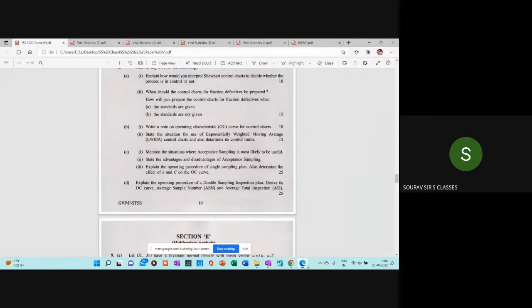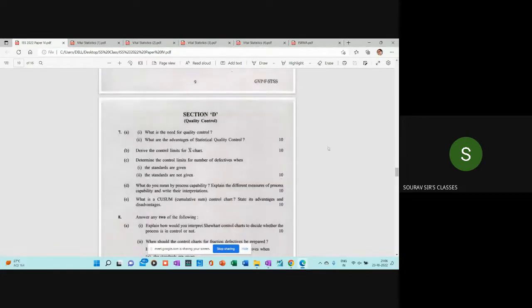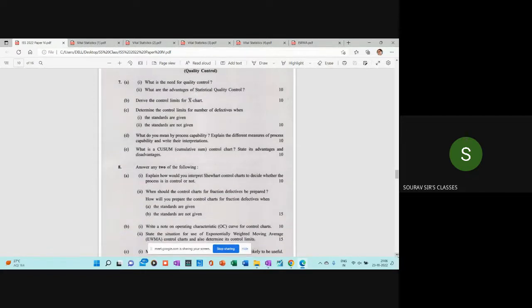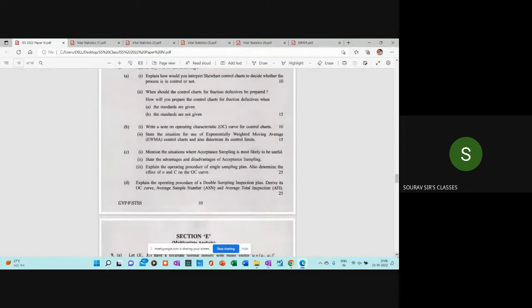So today we are going to continue with the last portion of the ISS paper 4. We were actually doing section D, which was statistical quality control. We have completed question number 7 and question number 8 till part B. No, we have not completed question number 8 completely. 8 part A was completed and 8 part B1 was done.